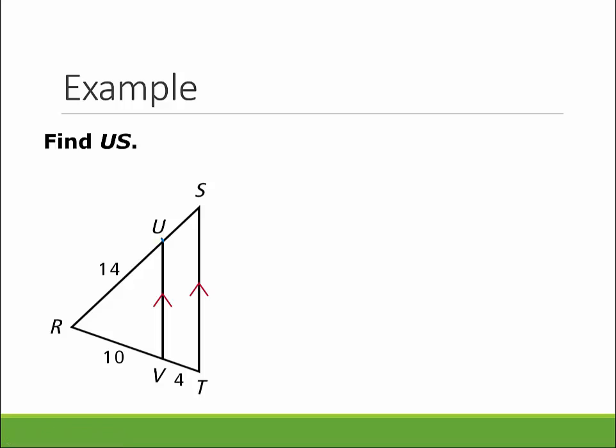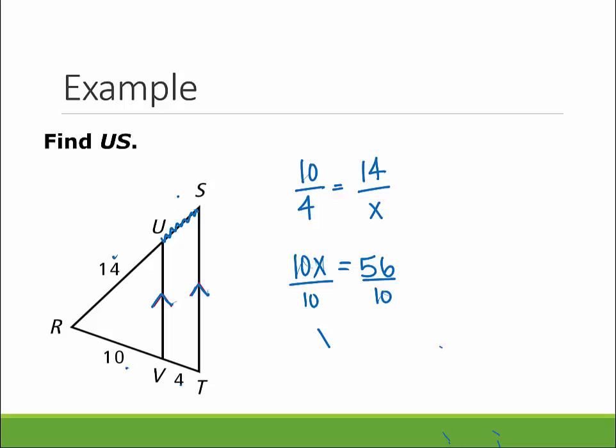We need to find US, this distance right here. Because these two lines are parallel, we know that these lengths are proportional to these ones. So we can set up a little proportion. 10 over 4 has to be proportional to 14 over x, the thing that we don't know. If we do 10 times x, we get 10x, and 14 times 4 gives us 56. If we divide both sides by 10, we end up with x equals 5.6. So this distance up here has to be 5.6.